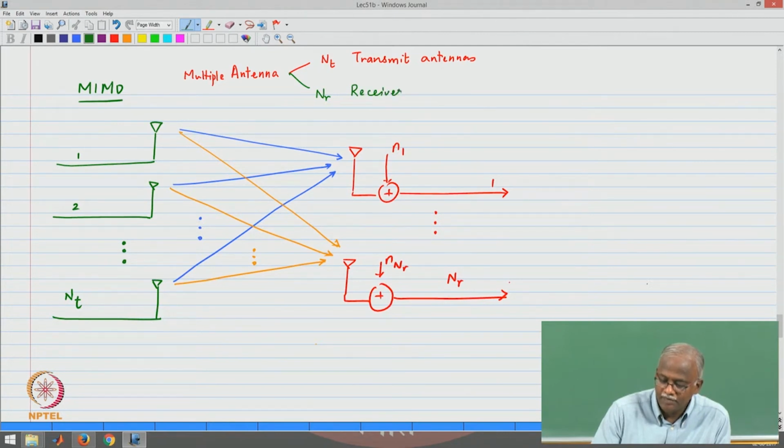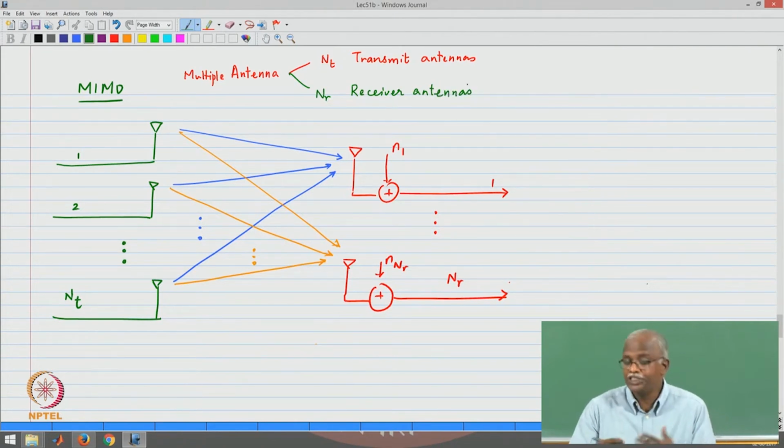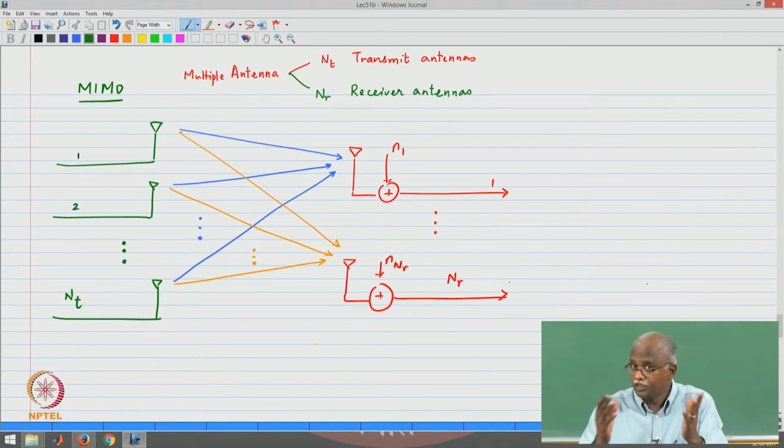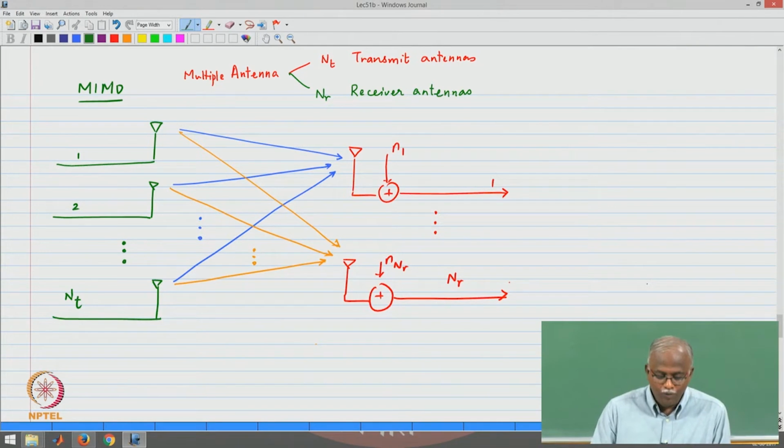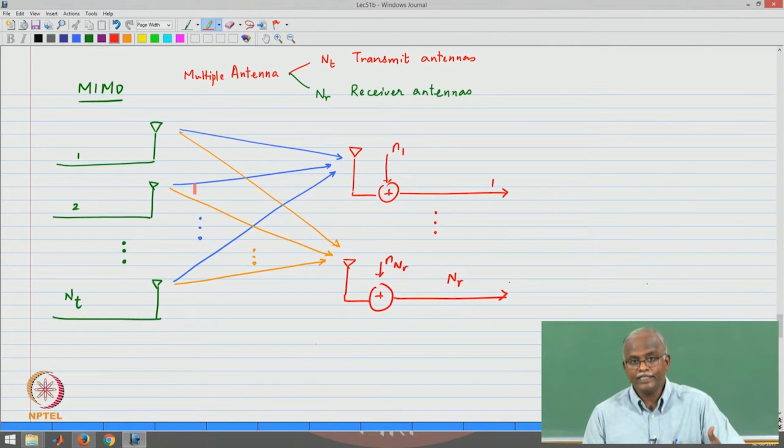So, NR receiver antennas. Now, there is no assumption being made as to which is smaller or larger. NT can be greater than NR, can be less than NR, or can be equal to NR. All three combinations are possible, and we will mention the various scenarios that are likely to happen. So, in the most general framework, we can look at the transmit side as a set of NT transmitters, which is transmitting to a set of NR receive antennas.